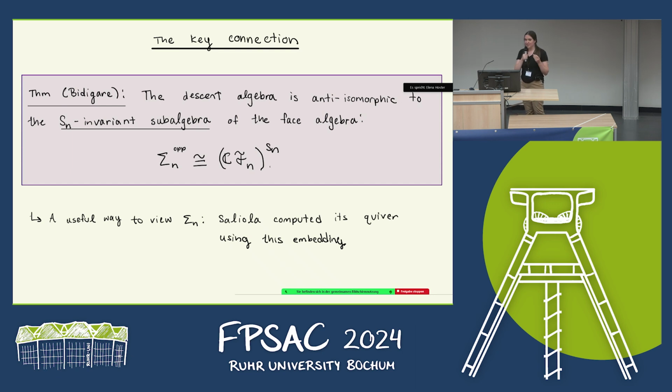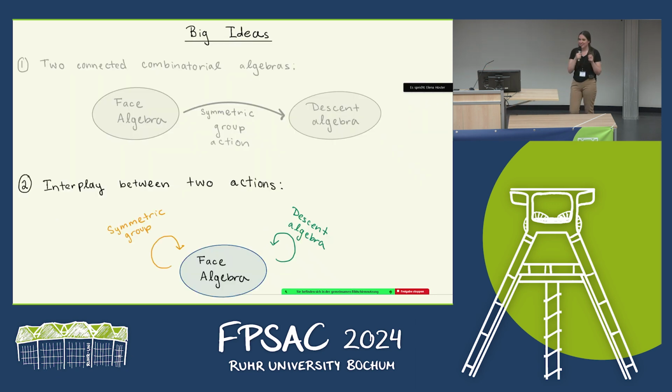And this was a really nice and celebrated result because people had been studying the descent algebra for a while, but this gave it a new perspective, and it turned out to be a very useful perspective. One example of how is that Saliola computed the quiver of the descent algebra using this embedding. So he had computed the quiver for the face algebra and used this knowledge of it as living inside it to figure that out. Okay, so that's the first big idea. We have these two algebras, and they're connected by taking symmetric group invariants.